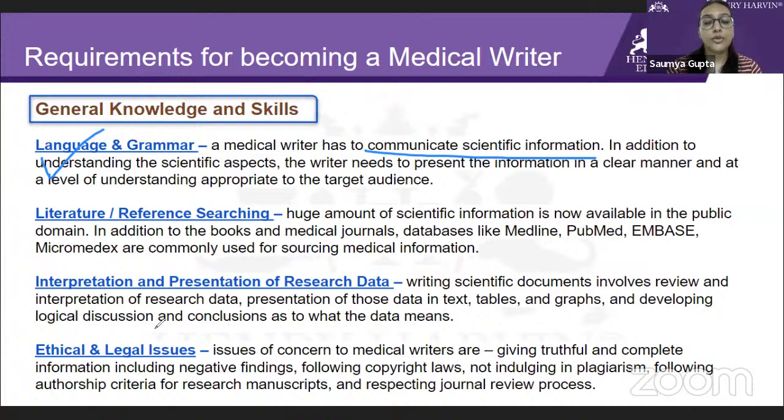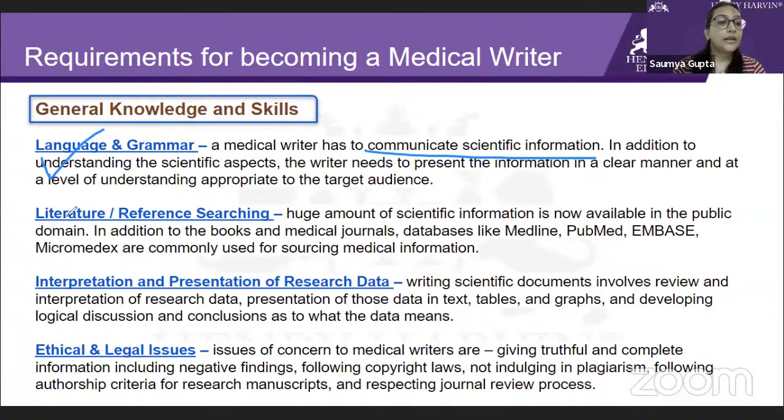Along with that, there should be no grammatical errors, no spelling mistakes, no mistakes of punctuation. Always use active voice when you are writing, and be clear about when you have to use passive voice. So all these things should be clear to you, and you should have a very good vocabulary when you're writing any document, because good vocabulary indicates that a professional, an expert in this area has written this document. So knowledge about grammar and language is very important.